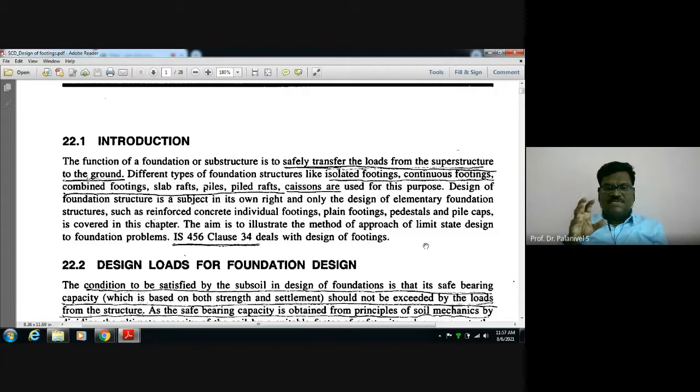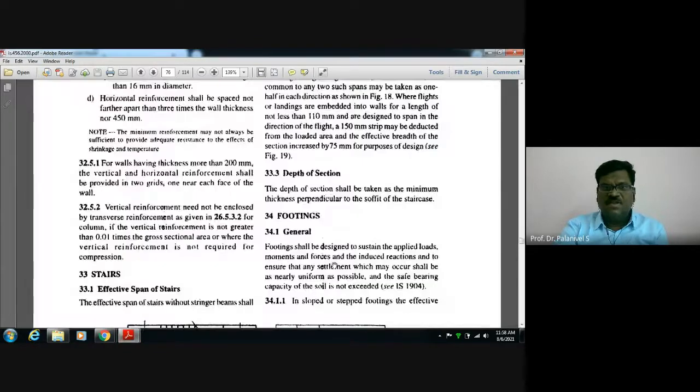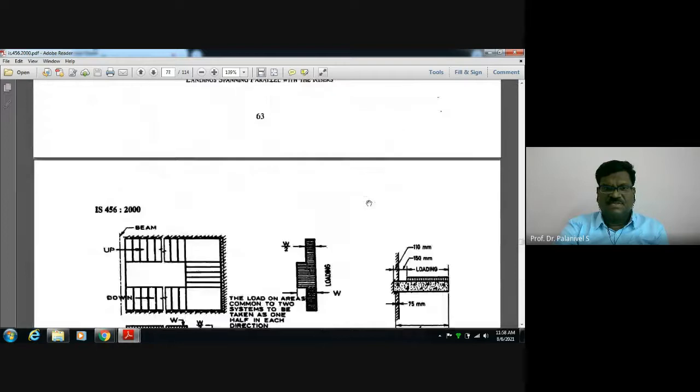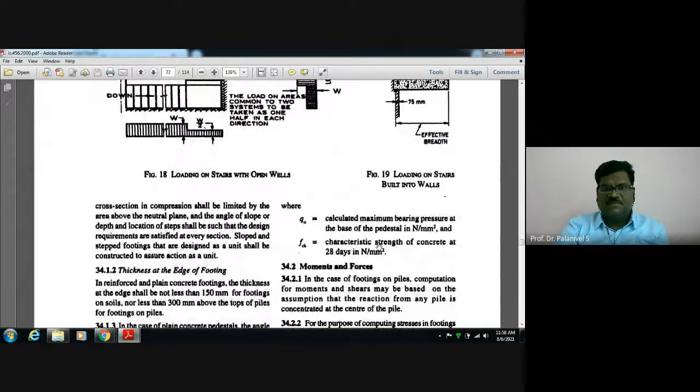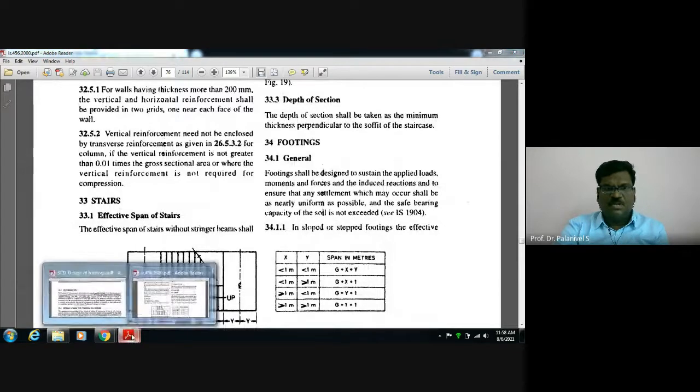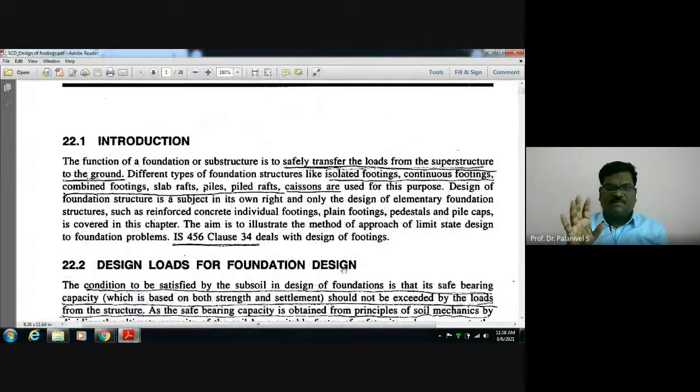Here we are going to discuss IS 456 Clause 34. Some provisions are given there for design of footings, but you will not refer much to them. Most of the things involve theory. There is no expression or formula available in the IS code. You have to understand the theory and work it out on your own.